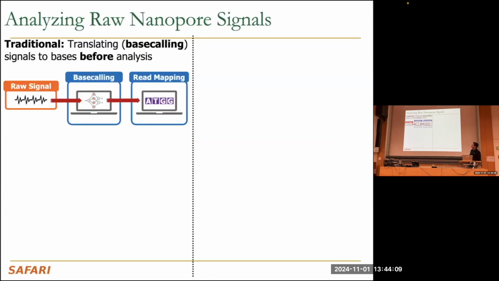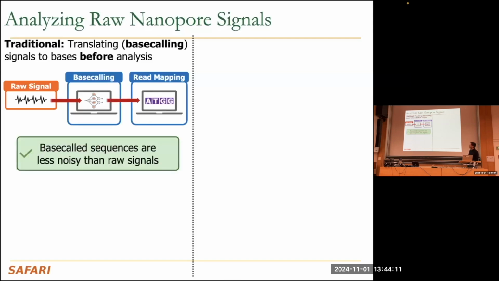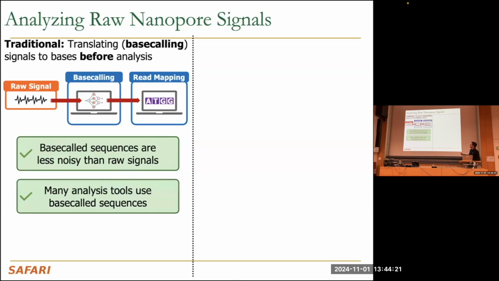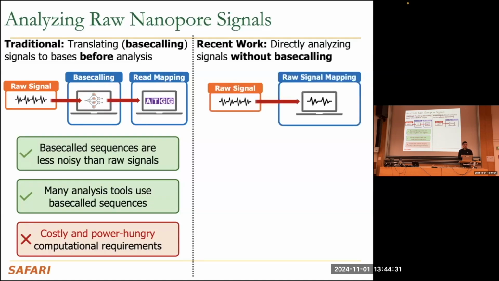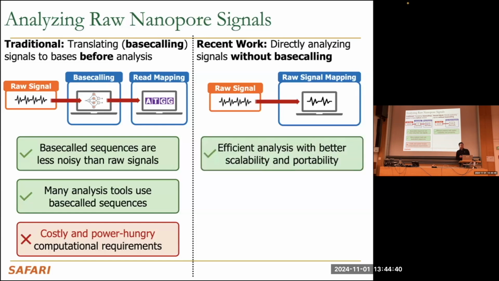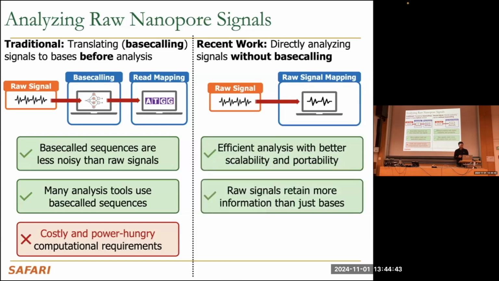One, we translate, and then we have ATGCs, and then we perform our analysis. This is usually more accurate because the translation removes almost all the noise in the electrical signal. And there are, of course, many tools that were developed that use this base-called sequencing data. But this translation process is very costly, and it requires the use of power-hungry devices such as GPUs. There are more recent works that aim to directly analyze this raw sequencing data without the translation step. So they provide efficient analysis with better scalability and portability.